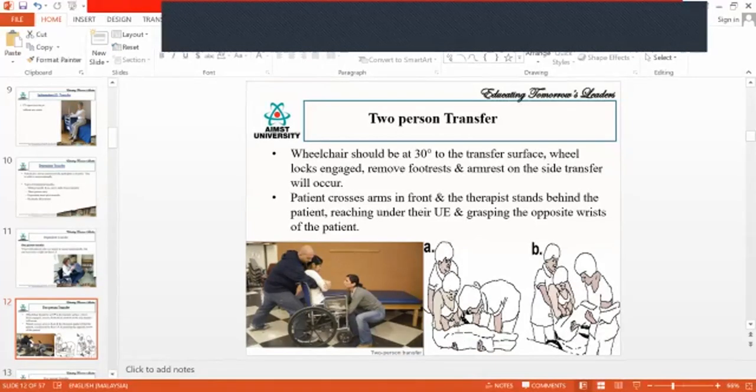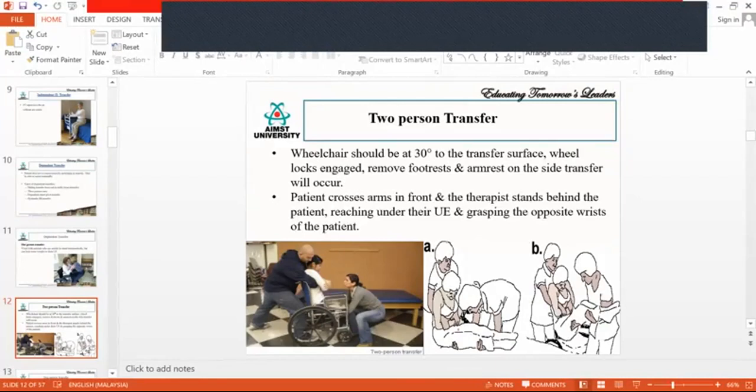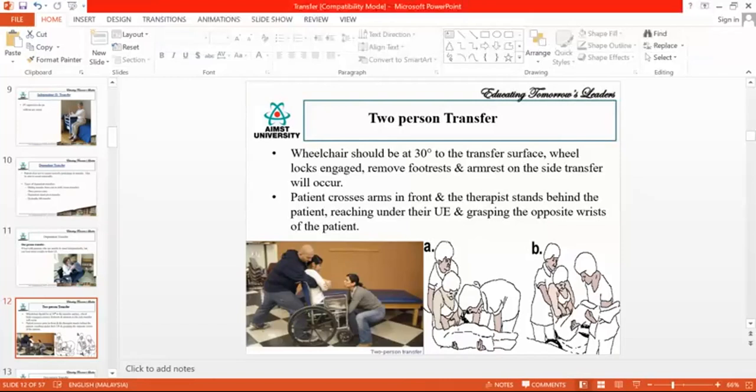The other therapist will be holding the legs in this position. So one hand under the thigh, another hand under the knee, like under the leg. The therapist who is standing below has to hold the leg like this. Here the therapist who is holding the hand is the leader. Whenever two persons are transferring, one person has to be the leader and lead, and the other person has to listen. Then only you will be able to transfer the patient properly.